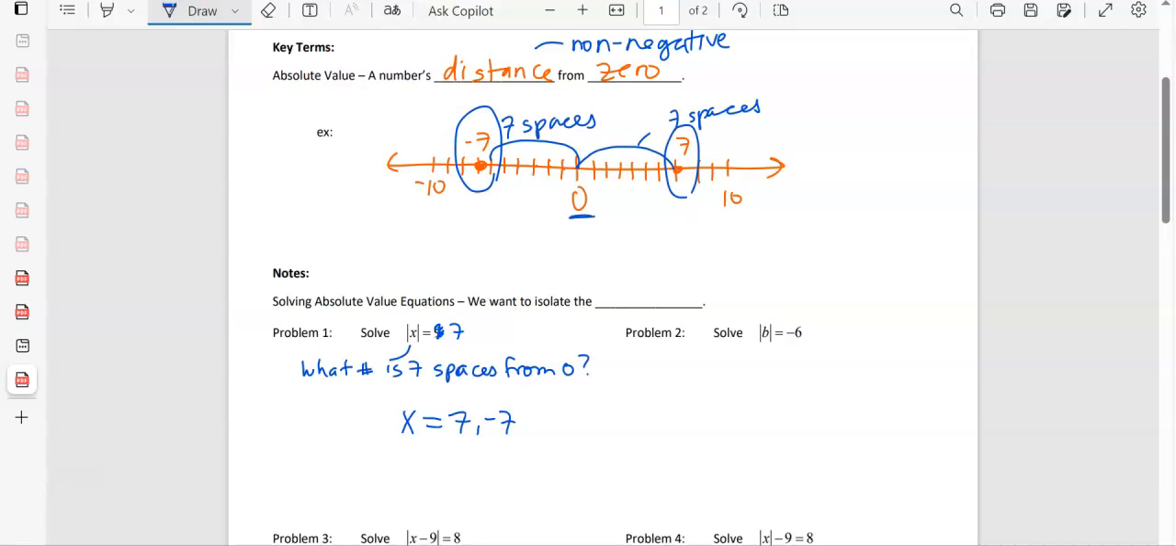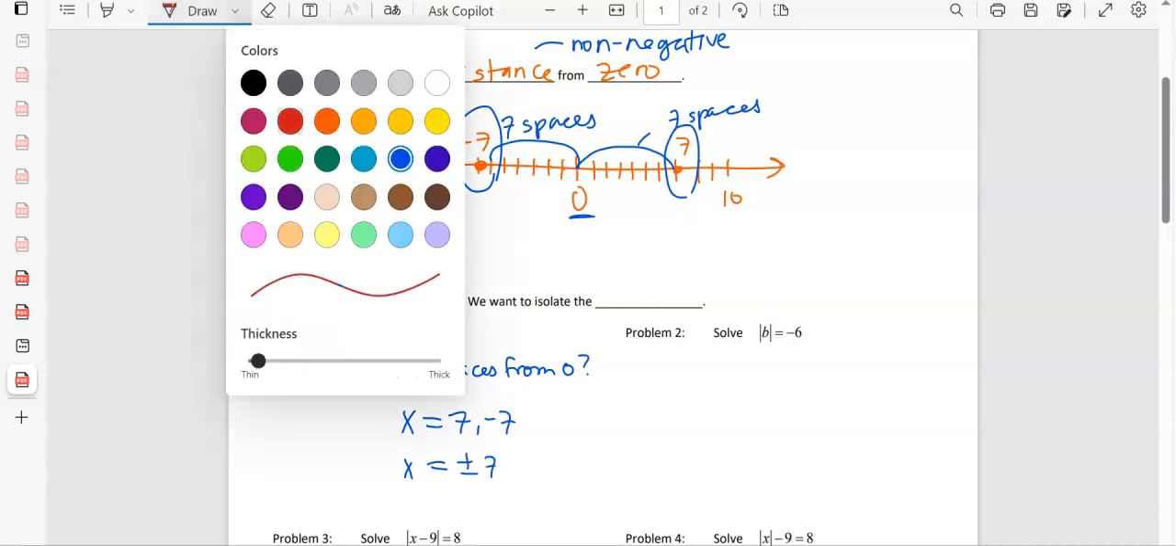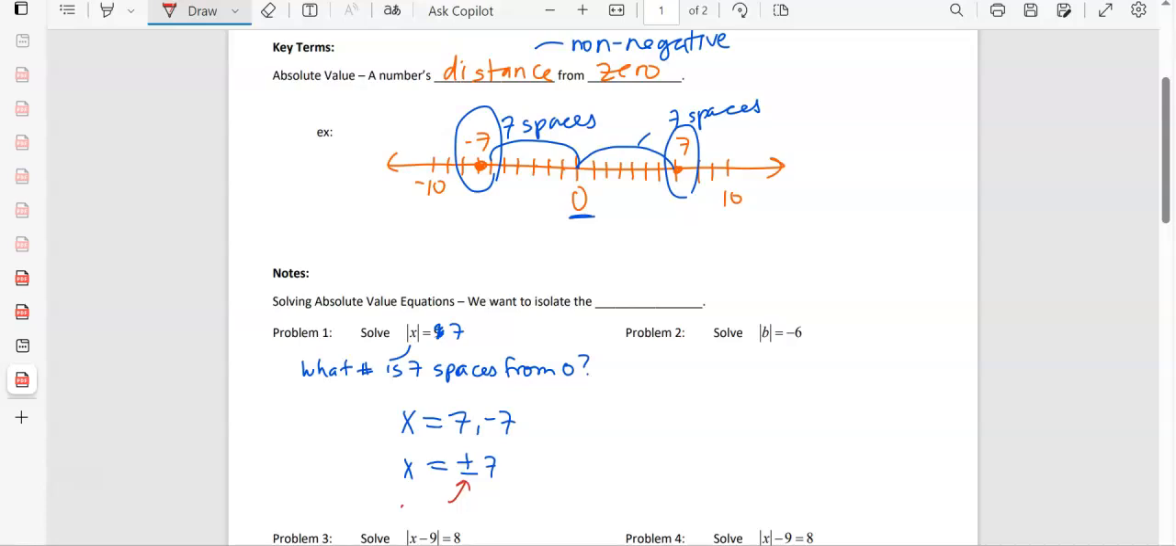If we wanted, we could combine them into one notation by using what mathematicians call the plus or minus symbol. That's when we want to indicate a number and its opposite, so a positive value and a negative value. We use the plus or minus symbol. Again, we love shorthand in math, so that's one way that we might see that. So I would say x is plus or minus 7. Even though we don't normally say plus 7, I would just say 7. That symbol is plus or minus.